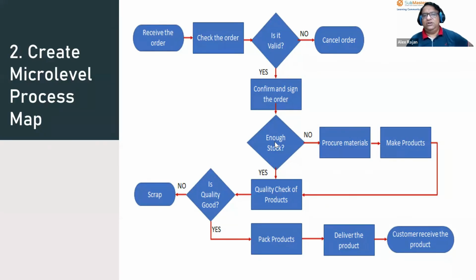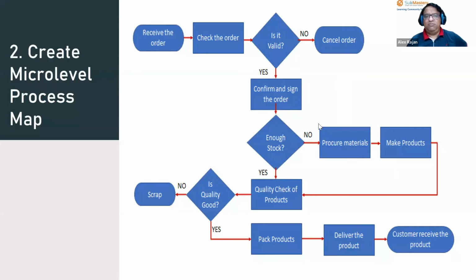Check if there is enough stock. Yes, we check the quality of the products. If we don't have stock for the order, then we procure the materials, make the products and do the quality check of the products. If we have enough stock, that is also a yes and goes to the quality check. If the quality is good, then we pack the product, deliver the product, and the customer receives the product. If the quality is not good, then it becomes scrap.